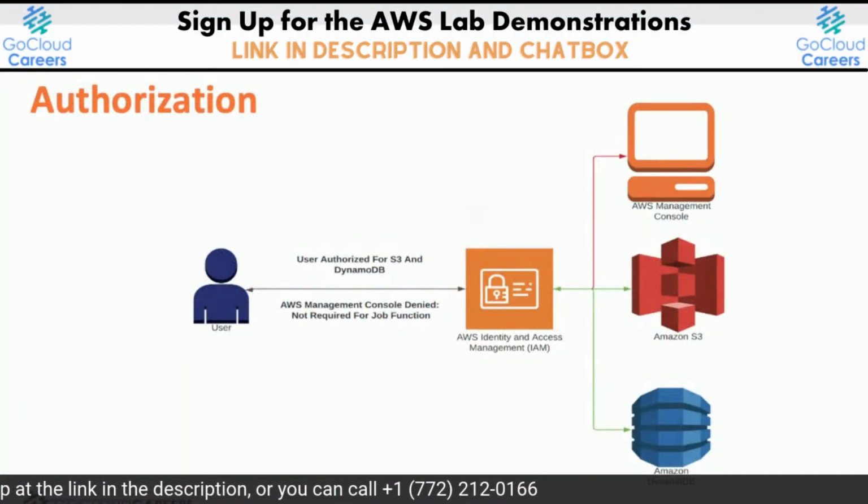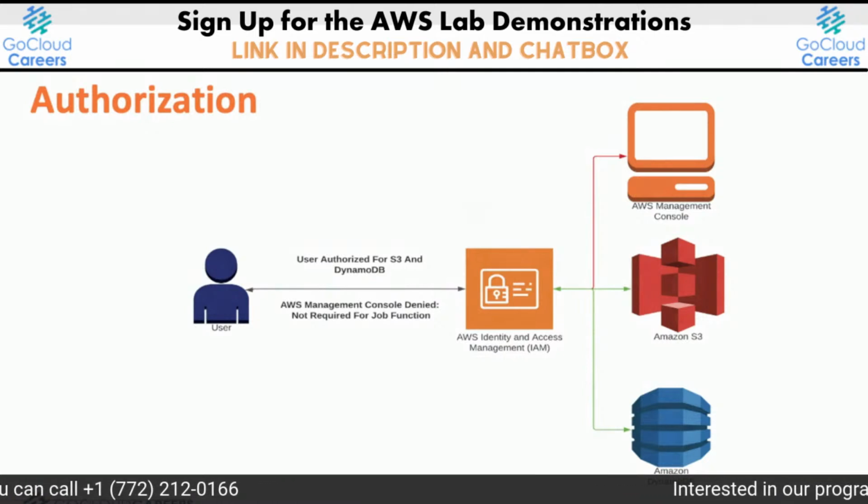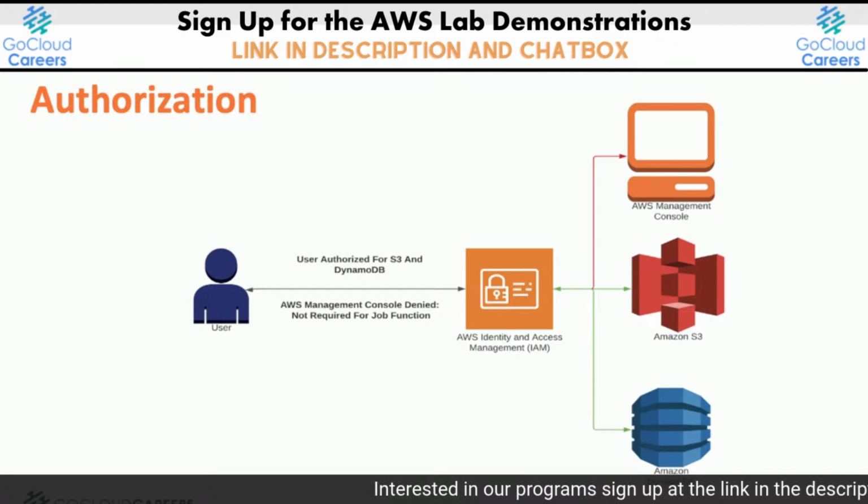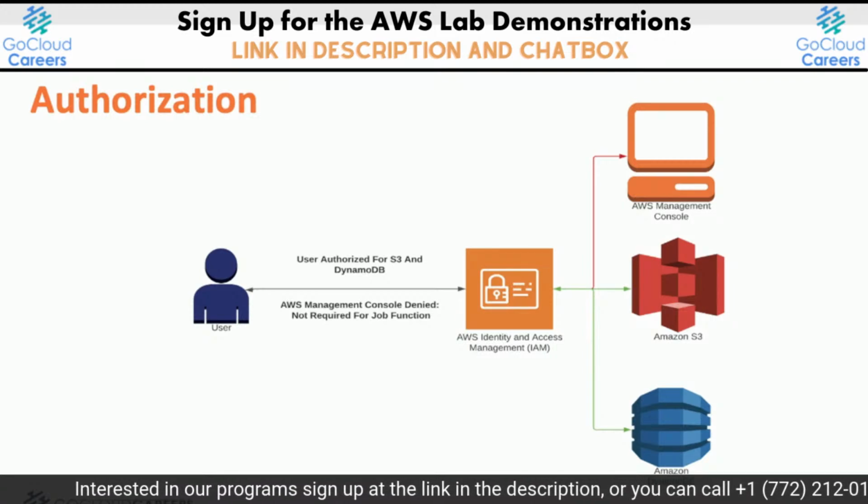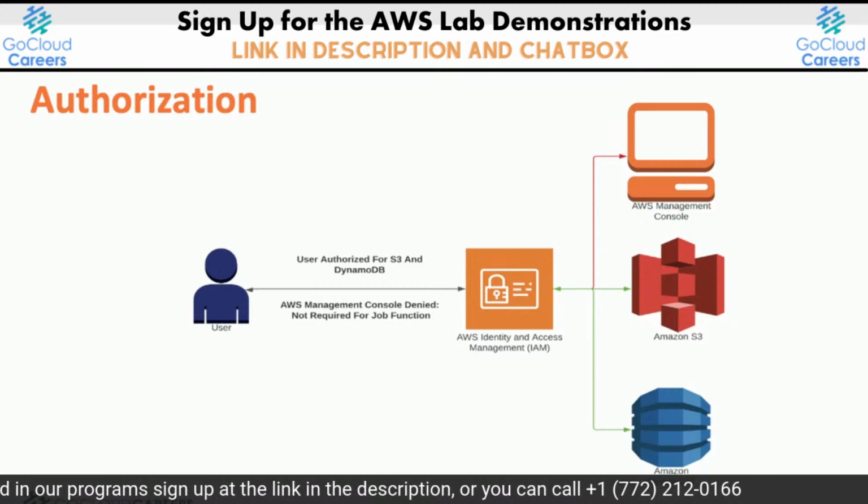So let's go back to looking at authorization again from a graphical perspective. Here we see we've got a user. This user's allowed access to object storage, otherwise known as S3, and DynamoDB. But when they try to get to that management console, they're not an authorized user, so they are denied.